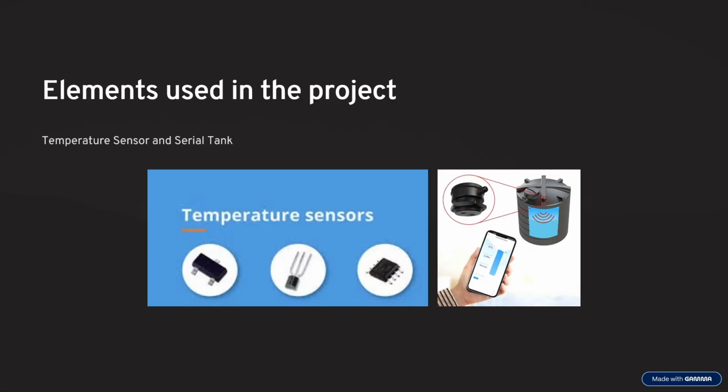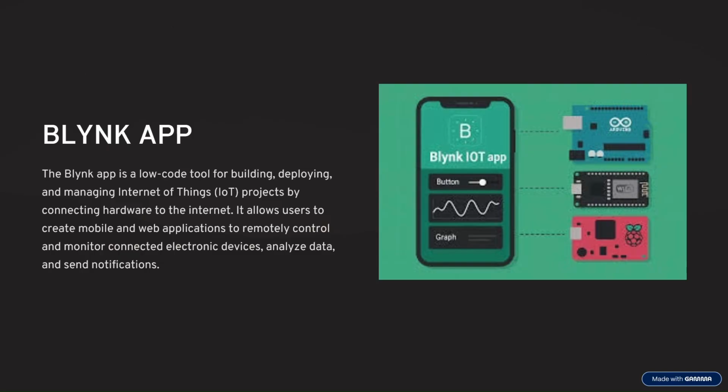Now let us move on to the next things. A few more elements used in our project are the temperature sensor and the serial tank. As we know, the temperature sensor can be used to know the temperature, and the tank sensor. Let us move on to the next one.